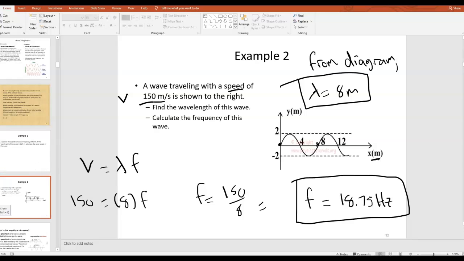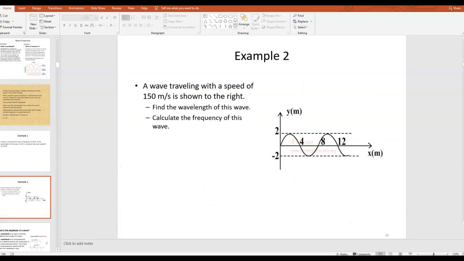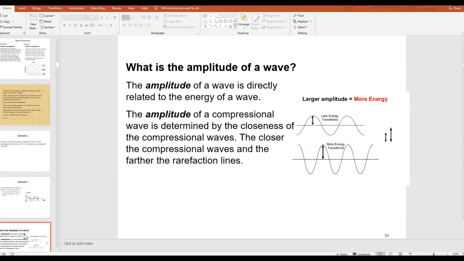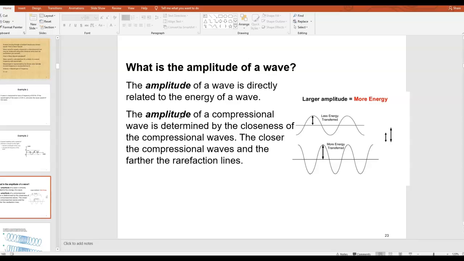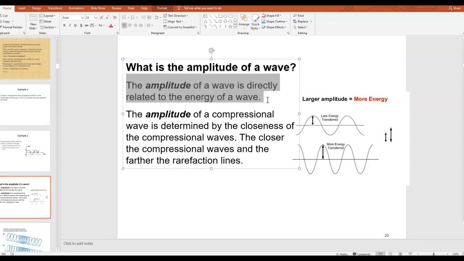Okay, so I'm going to go to the next slide. Now the next thing we're going to talk about is amplitude. The first bullet point right here tells you exactly what you need to know about amplitude. The amplitude of a wave is directly related to the energy of a wave.